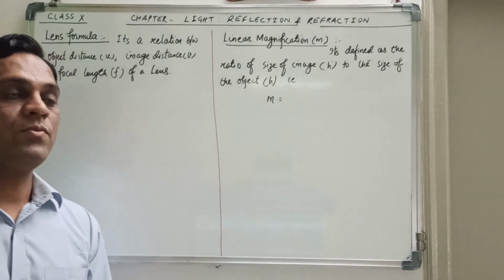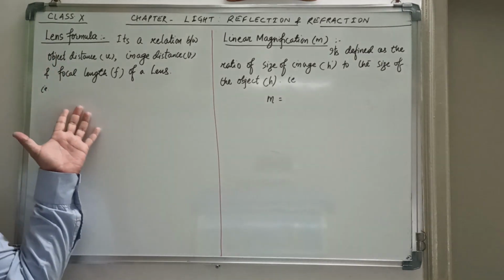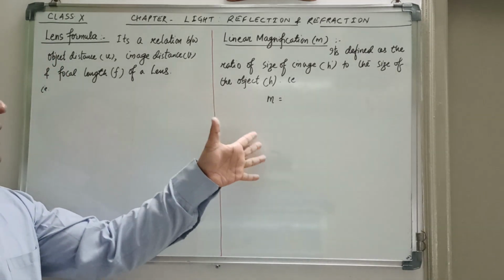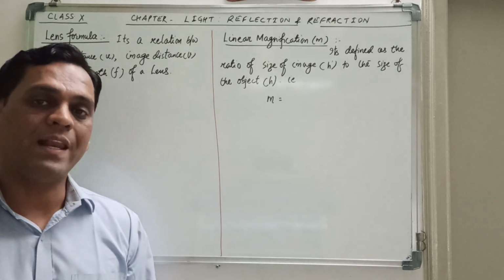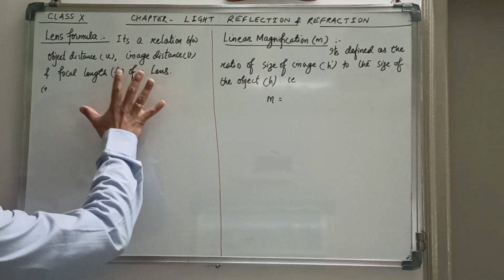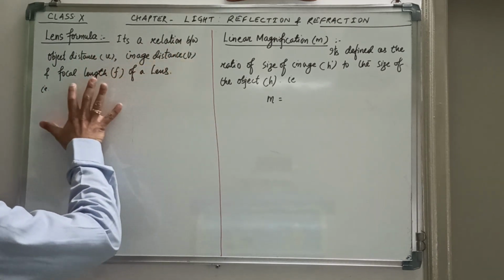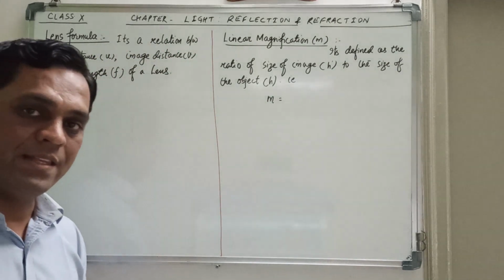So in this class we take the last topic of the chapter Light, that is lens formula, linear magnification, and later on we will be taking power of a lens. The first topic we take is lens formula, which is a relation between object distance u, image distance v, and focal length f of a lens.